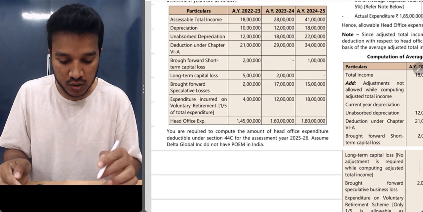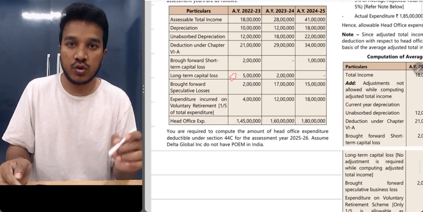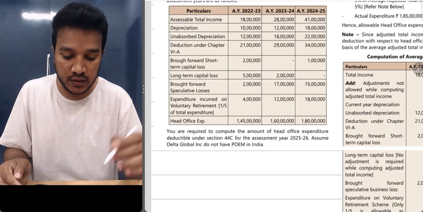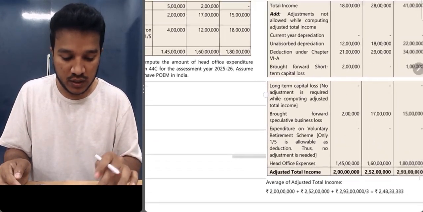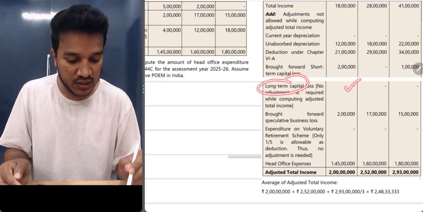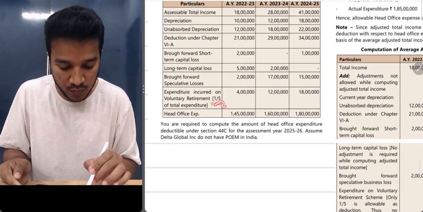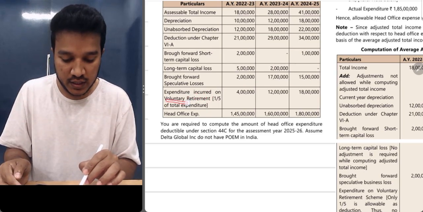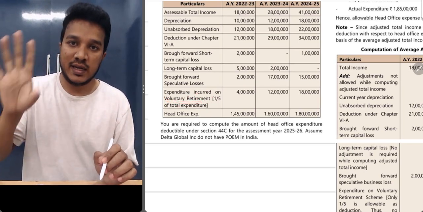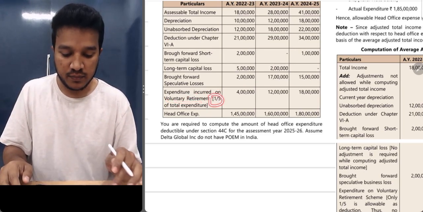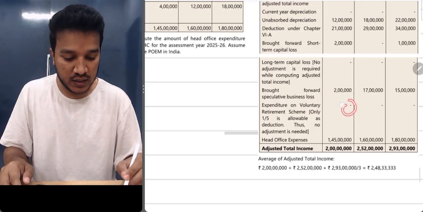And here if you see long term capital loss, they have not done anything. As I told you, long term capital loss will not affect your total income, so they have not done anything to long term capital loss. And then the last one, expenditure up to 1/5 is allowed, correct? Expenditure on voluntary retirement up to 1/5 is allowed. Here 150 is 4 lakhs, so that's the reason they did not do anything here.